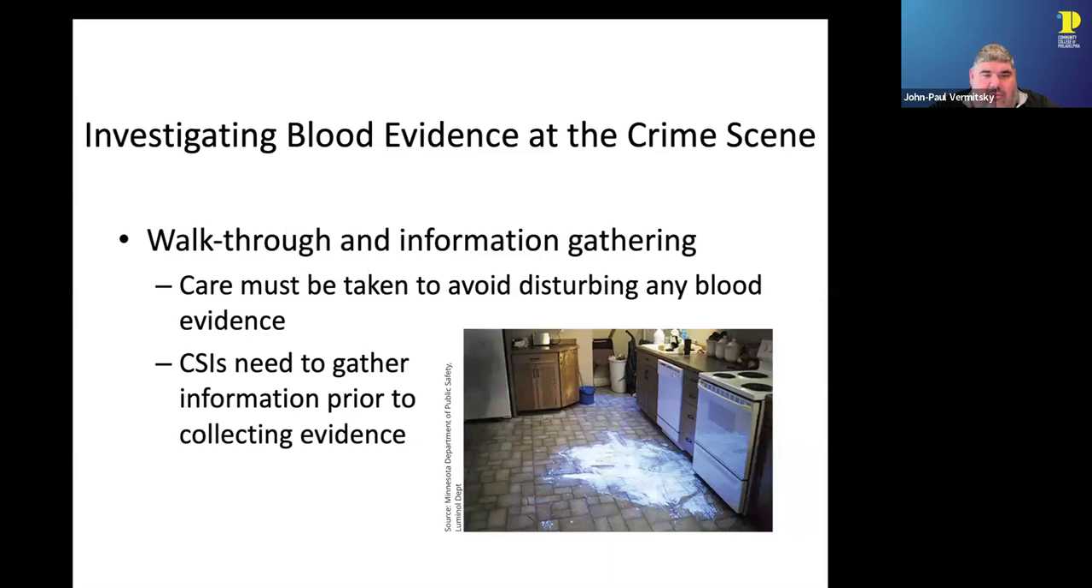Now, when at a crime scene and you do a walkthrough and information is gathered, you must take care not to disrupt any blood evidence. Blood evidence may not be as obvious as a pool of blood laying on the floor. Blood evidence might be a tiny droplet underneath the underside of, for example, in this picture, maybe the stove. Crime scene investigators need to gather information prior to collecting the evidence.